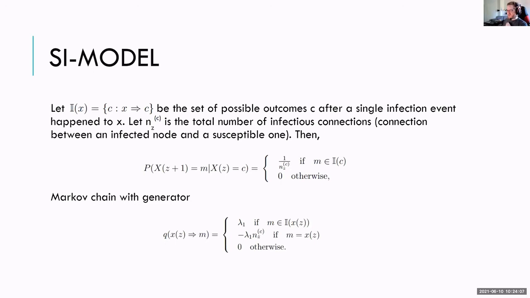We can see this as a Markov chain with a generator Q, and we say that we're in state x(z) and we're transitioning into M. Then the Markov generator is just lambda 1 if M is an infection event. However, if M is the same state that we're still in, then it is negative lambda 1 times the number of connections. Well, it's a generator, so we can see this kind of like time spent in the current state. So if lambda 1 increases or the number of connections increases, then this negative number will become more negative, or larger, I guess. And so the time spent in the current state will decrease, and we will transition quicker into a new state.